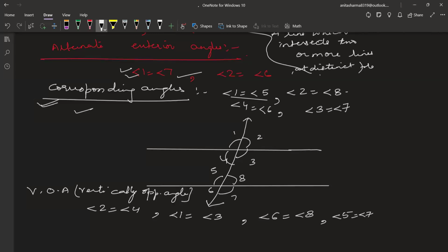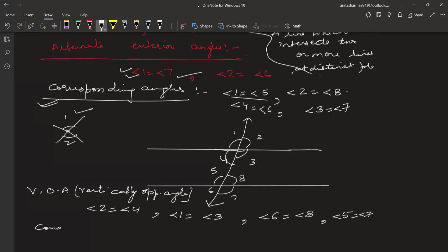Ma'am, one more thing. What is the difference between corresponding angles and vertically opposite angles? See, beta, corresponding angles are those angles which form on the upper side of the parallel lines. And vertically opposite angles, when two lines intersect at a point, then they form vertical angles. This angle 1 will be equal to angle 2. Fine? Okay, ma'am. Yes, ma'am.